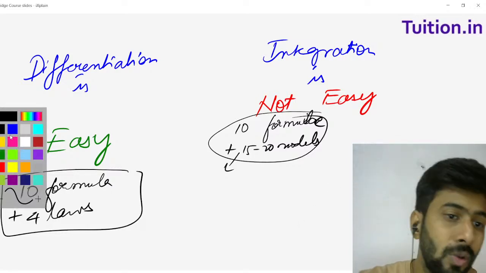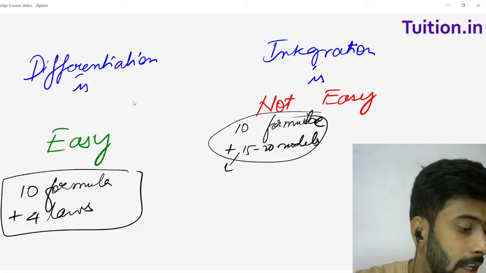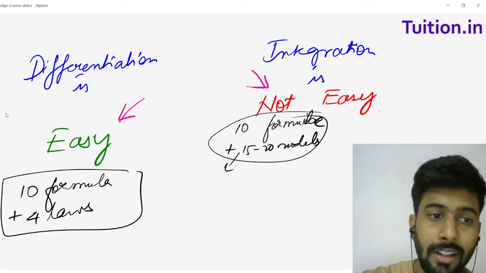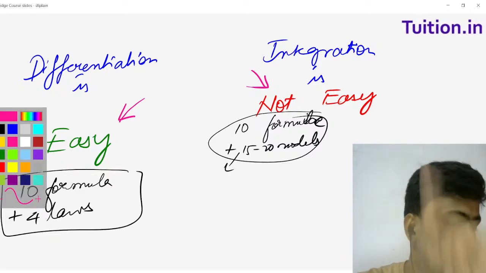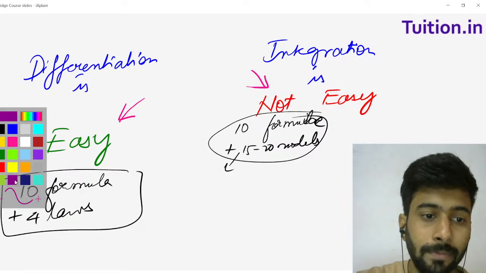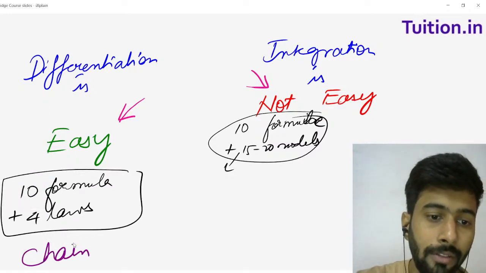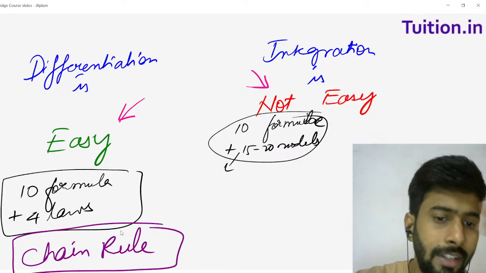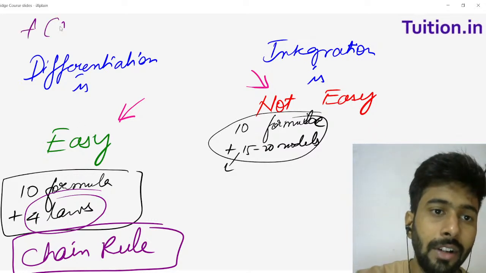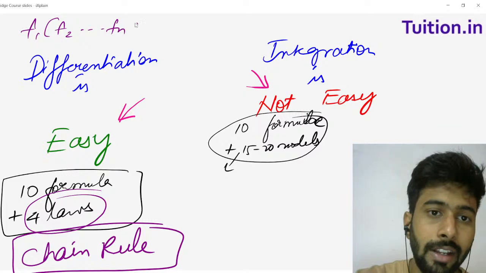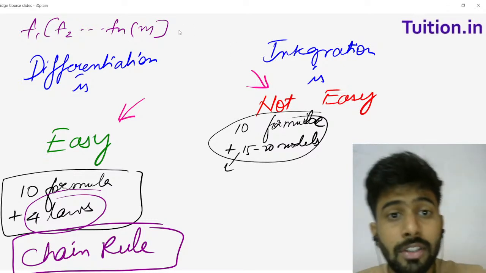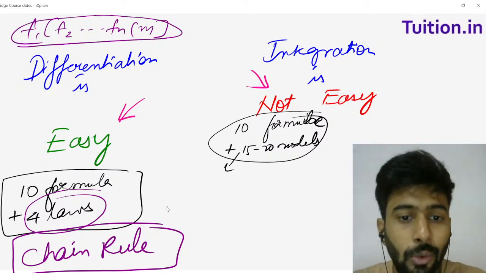And let me tell you which rule is responsible for this difference. Which rule makes differentiation easy but integration difficult? I'm not saying integration is difficult, I'm saying it's not easy. There is a difference between these two statements, guys. So it is this rule, chain rule. We studied chain rule as one of the laws of differentiation. If you have many functions, f1, f2, so on, fn of x, composite of each other, we saw that we can differentiate this also using chain rule.